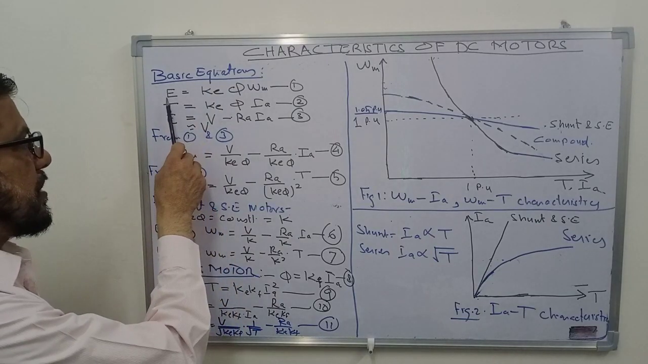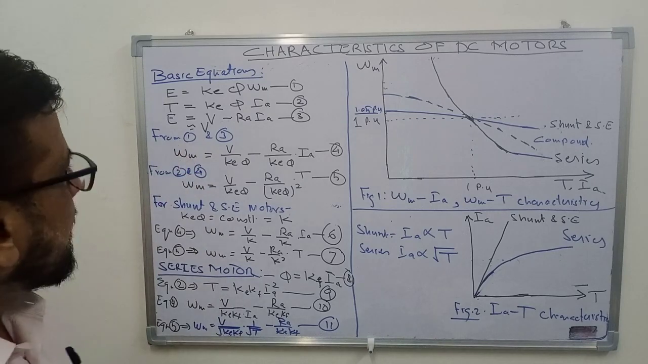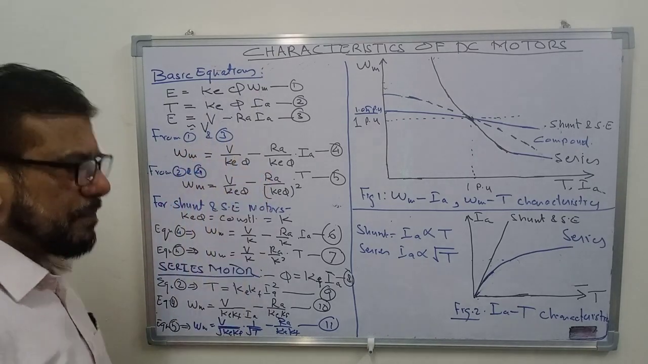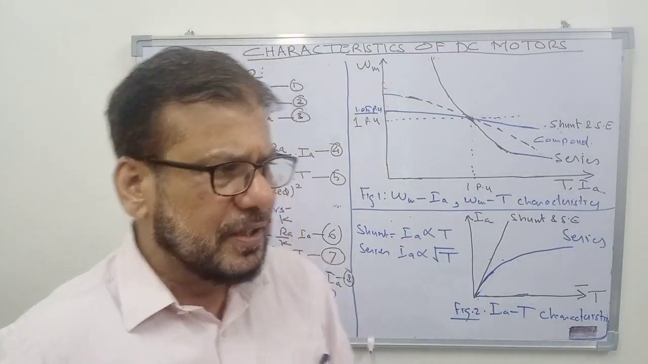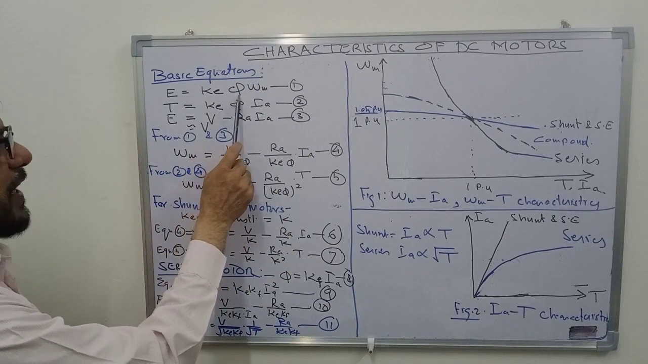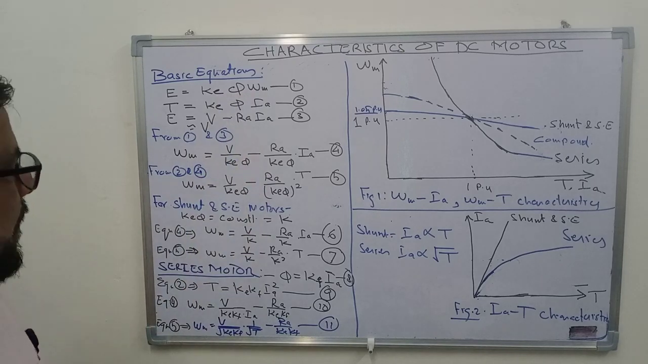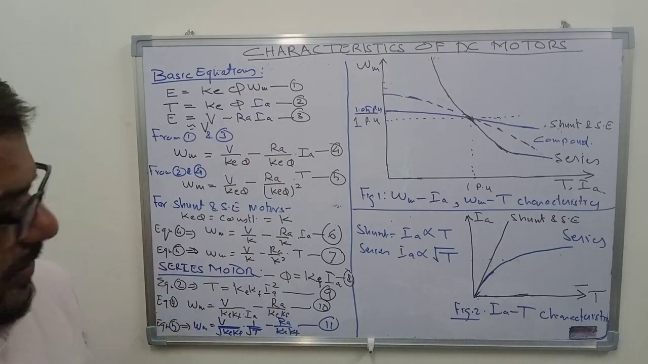The first equation is the EMF equation, E = P phi N Z upon 60A, that we have studied earlier. But here I have taken the constant as Ke, so E = Ke phi omega m, where phi is the flux in Weber, and omega m is the speed in radians per second.